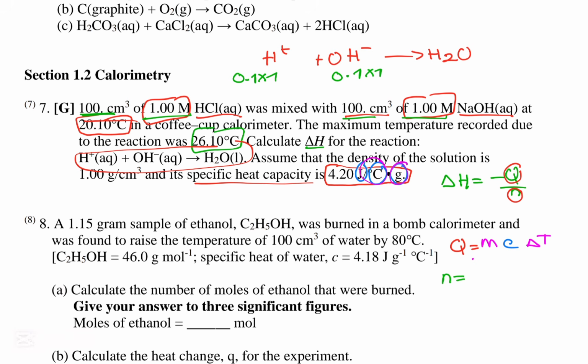Now we need to look for the limiting reagent. So you do the limiting reagent ratio. You will get that the ratio of H plus is equal to 0.1 because it's the number of moles divided by the coefficient, and the ratio of OH minus is equal to 0.1 as well. Because they both have the same ratio, there is no limiting reagent, the reaction goes to completion.